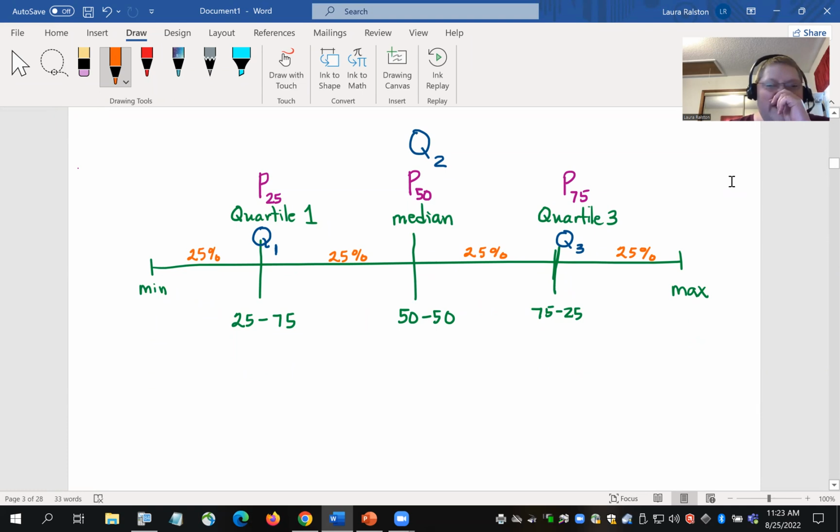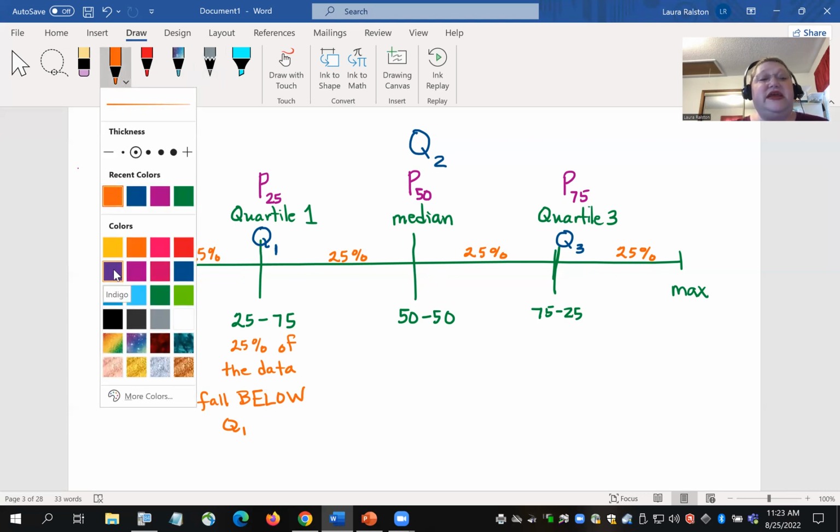Now, again, you have to remember how to interpret this. Quartile 1 would mean that 25% of the data fall below quartile 1, whatever that value is. And I haven't put any numbers in there yet, but 25% of the data fall below quartile 1. If you want to think about it the other way, we would have 75% above quartile 1, 25-75 split.